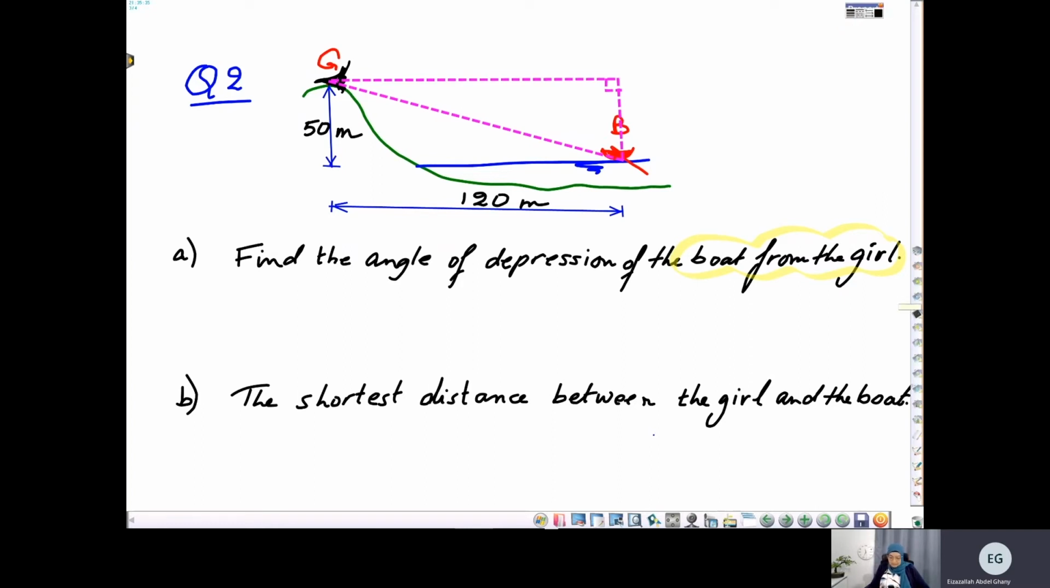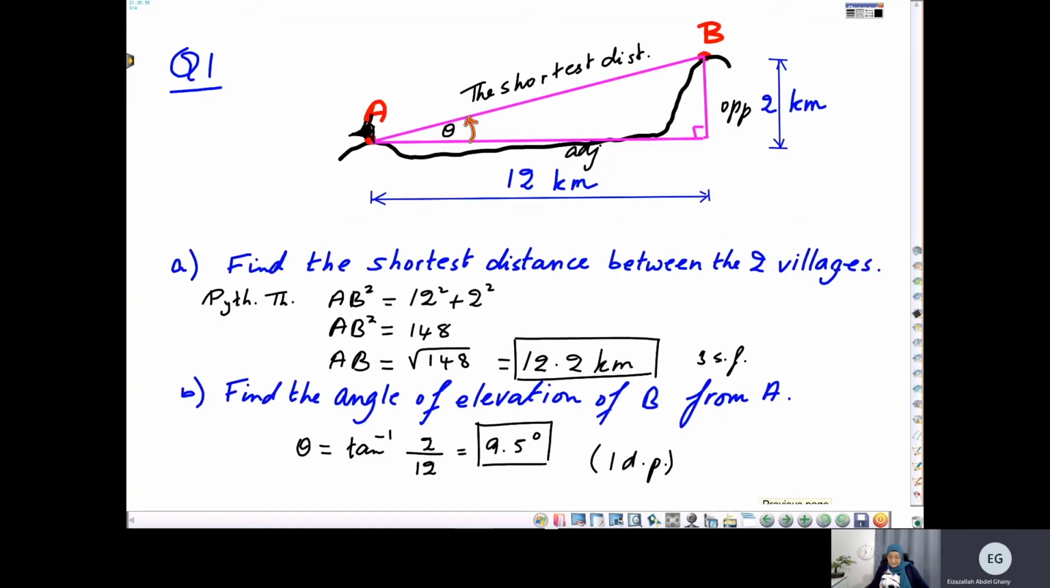Where is the angle of depression? From the horizontal line, you lower your sight and you can see the boat. So B from G, your eye at G. Let's go back. Angle of elevation of B from A, your eye at A.